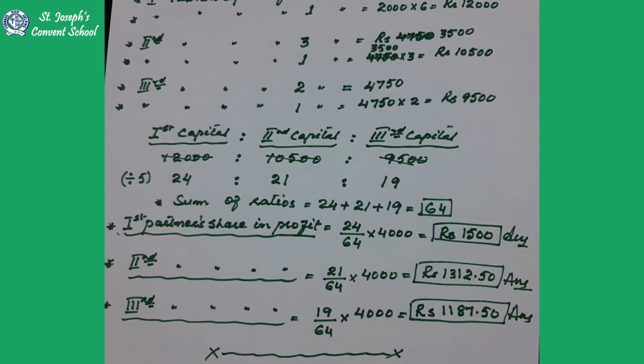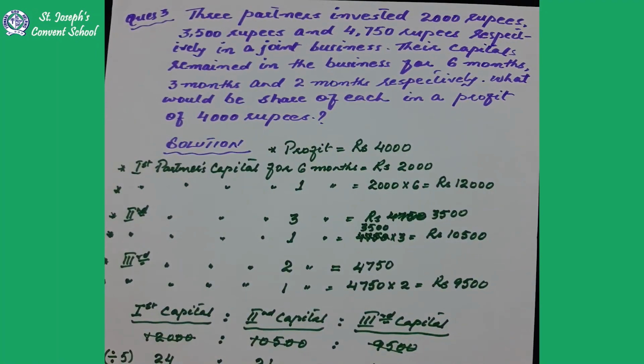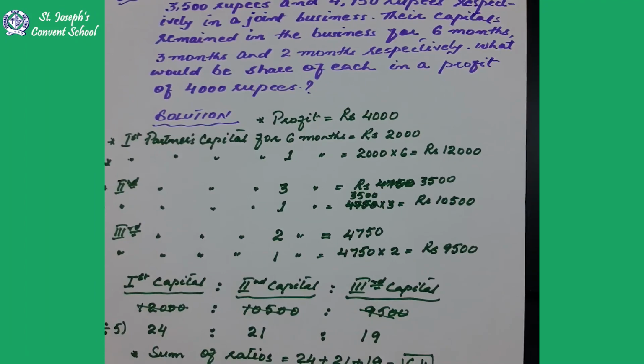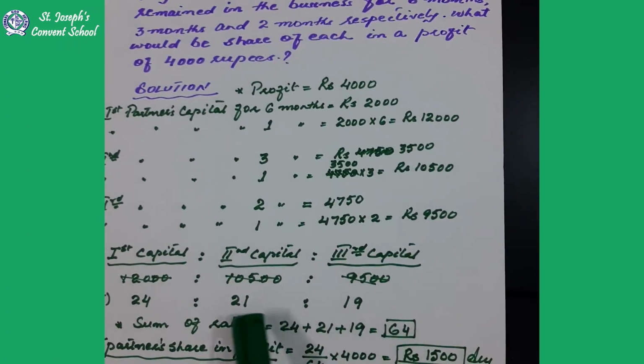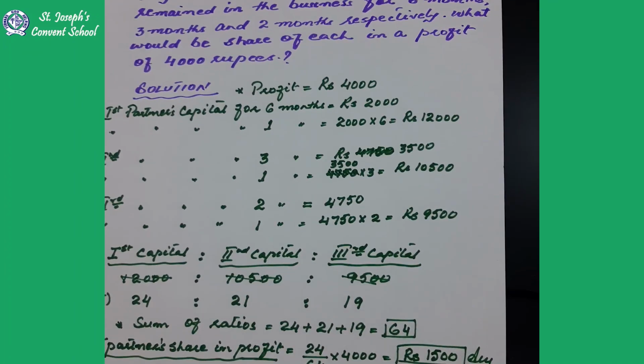Each one's amount, you have to multiply it by the time period, whatever time period is given. The money which they had invested multiplied by the time period, you'll get the 1 month's amount. After finding 1 month's amount for each person, you will find the ratio. After finding ratio, find the sum, and then in the end share in profit. So this ratio, 24 divided by 64 into profit, then 21 divided by 64 into profit, and 19 divided by 64 into profit, you'll get each one's share in profit.